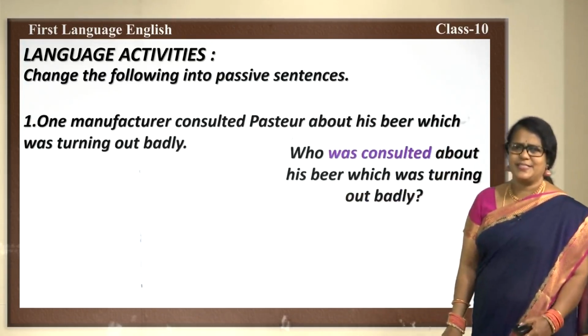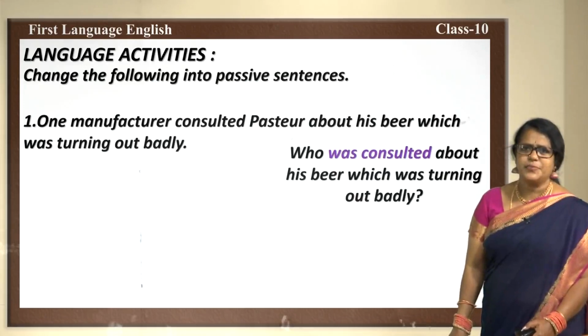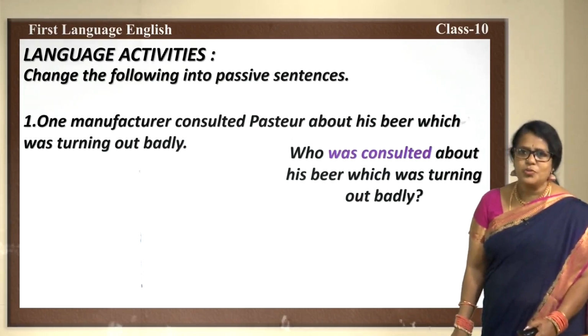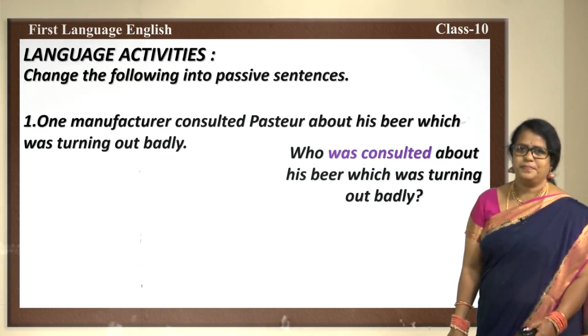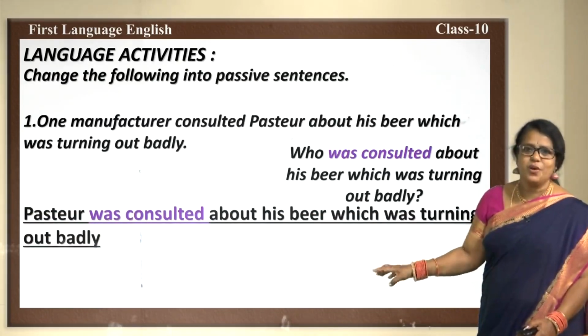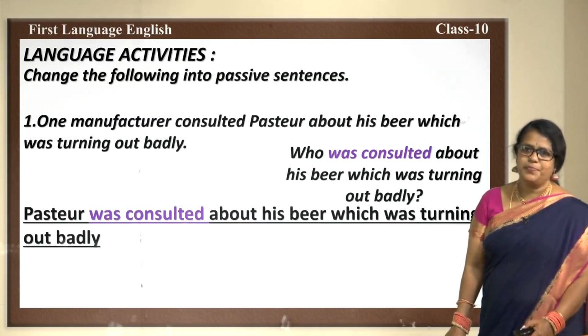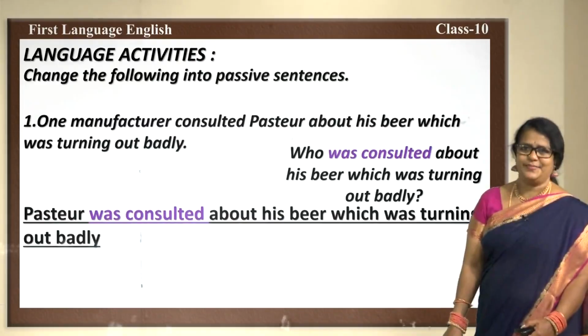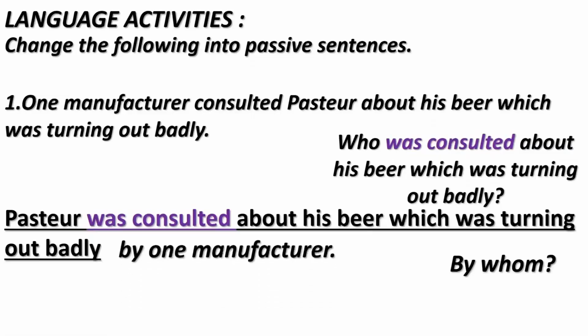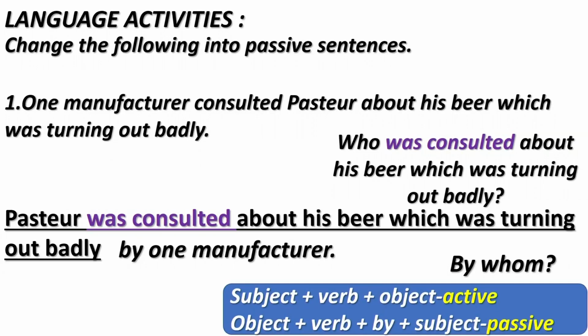Let us ask a question like this. Who was consulted about his beer which was turning out badly? Pasteur was consulted about his beer which was turning out badly. By whom was he consulted? By one manufacturer. So here we are going to look into the rule also. The rule says that subject, verb, object means it is active voice. When it changes to object, verb, by plus subject, it is passive voice.